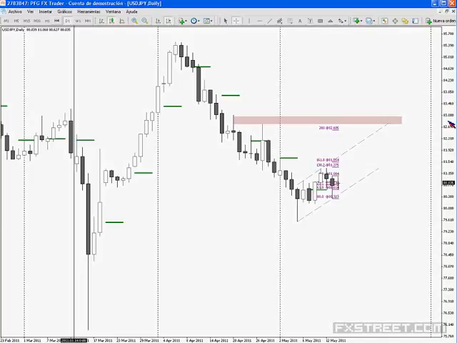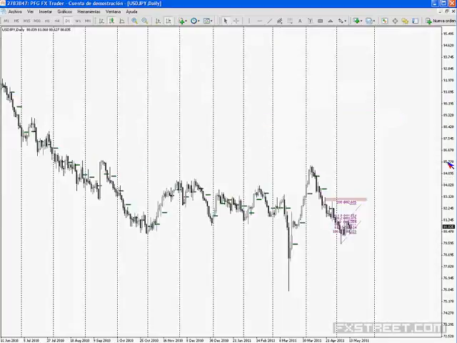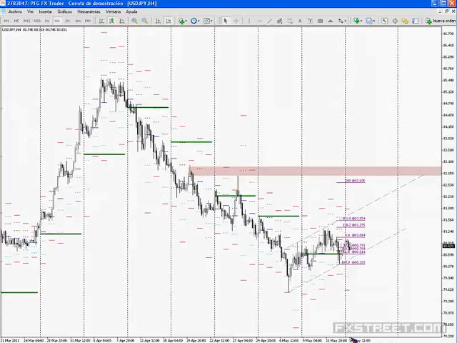Confluences are useful in determining the strength of certain levels. Let me switch it back to the 4-hour, where we see that ascending channel more clearly.